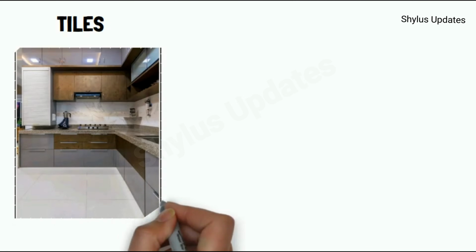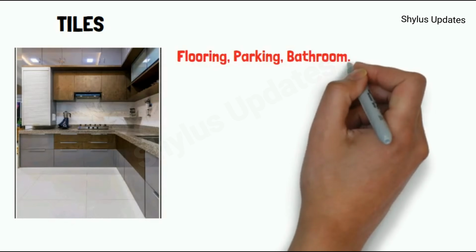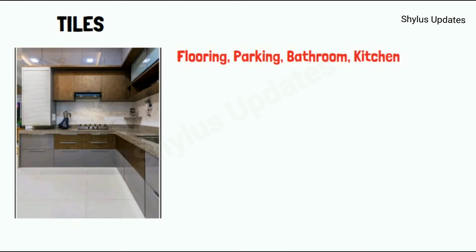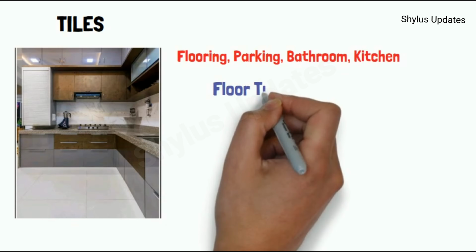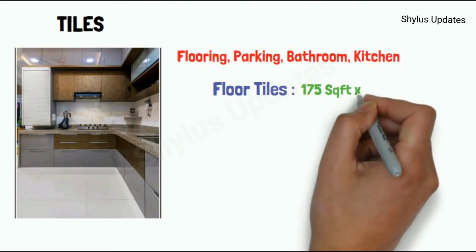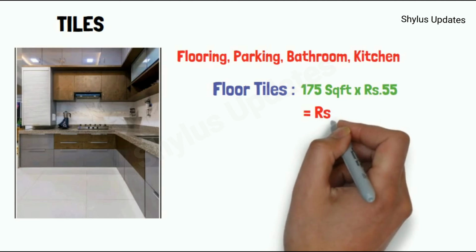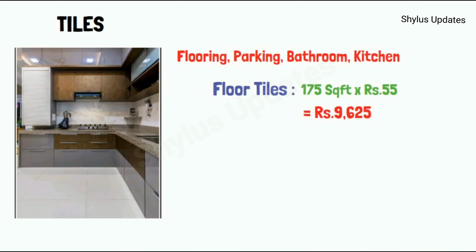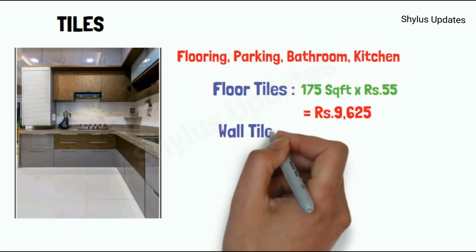Tiles. Tiles are used in flooring, parking, bathroom, kitchen. Floor tiles are required for 175 square feet. The current market rate of a floor tile is rupees 55. When you multiply 175 into rupees 55, you get rupees 9,625. Wall tiles. Wall tiles are required for 87 square feet.